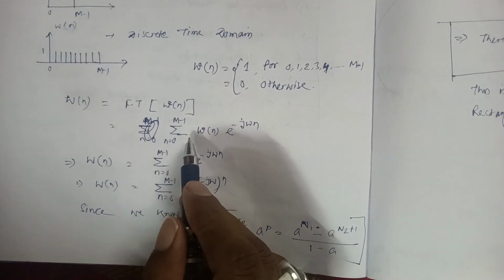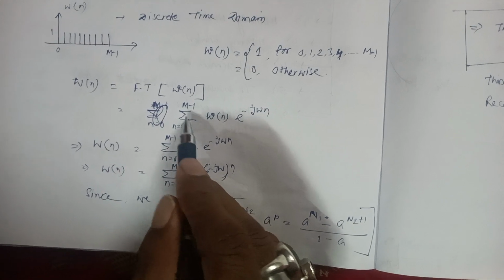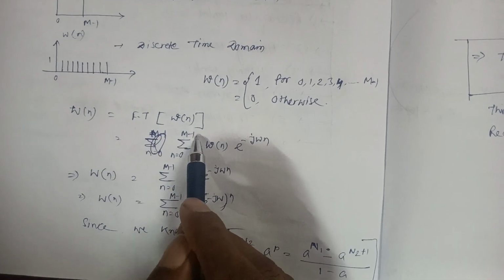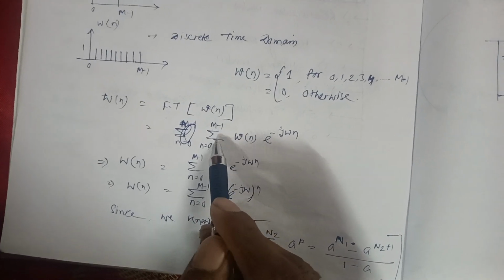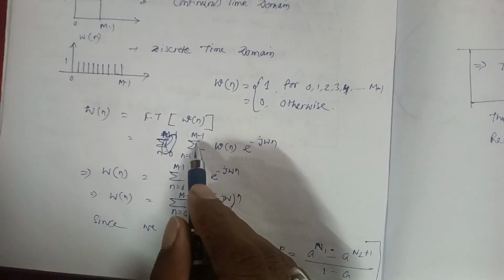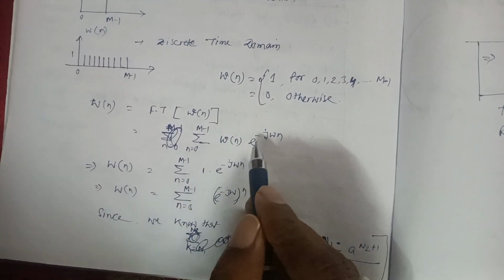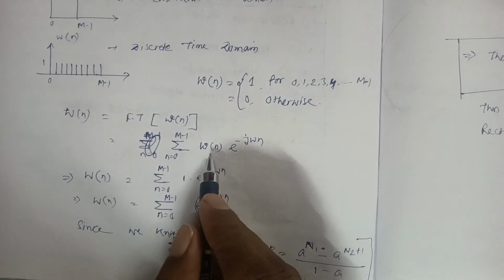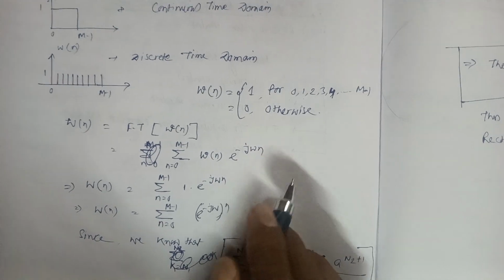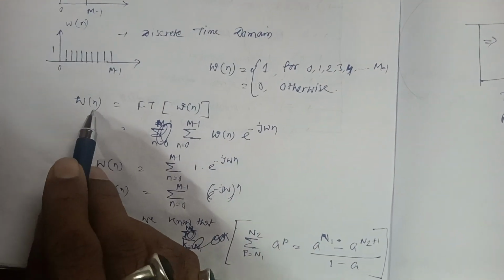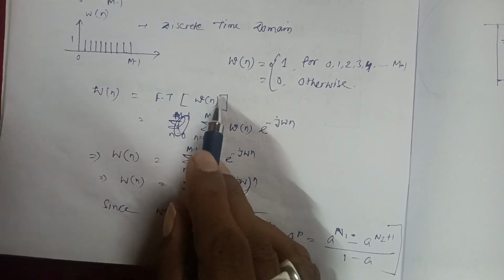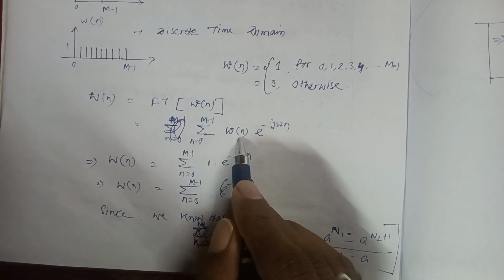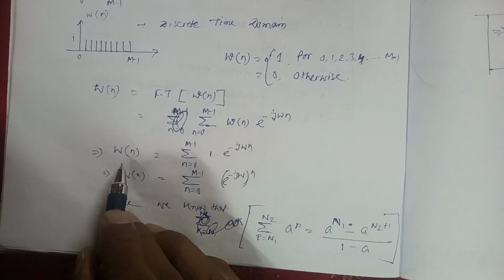So here the Fourier transform of w(n) is what we need. And again we know the formula of the Fourier transform, with n from minus infinity to infinity. Here the sequence starts from 0 to M minus 1, so that is why we directly write the summation from 0 to M minus 1 of w(n) e to the minus j omega n. So finally we got the Fourier transform of w(n) equals the summation of n equals 0 to M minus 1 of w(n) e to the minus j omega n.